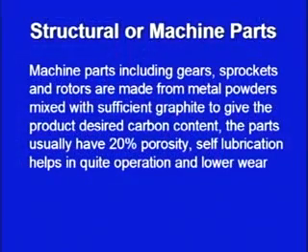Now, structural or machine parts can also be made by the process of powder metallurgy. What are the special characteristics of structural or machine parts? So, machine parts including gears, sprockets and rotors are made from metal powders mixed with sufficient graphite to give the product the desired carbon content. The parts usually have 20% porosity. Self lubrication helps in quiet operation and lower wear. So, this porosity can again be utilized, and these can be impregnated with oil, and the self lubricating property can be utilized for quiet operation and lower wear of the machine parts or structural components.